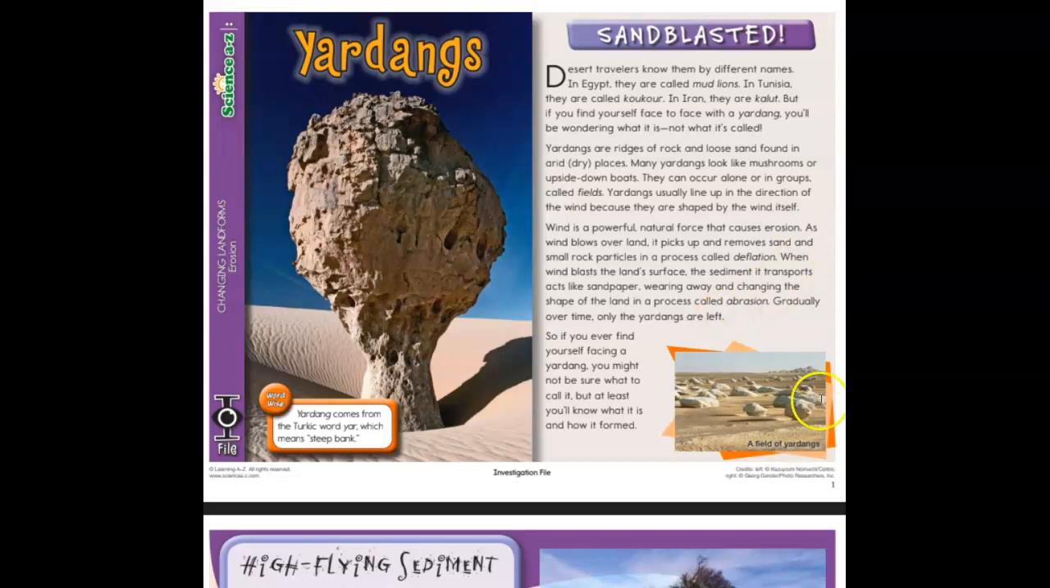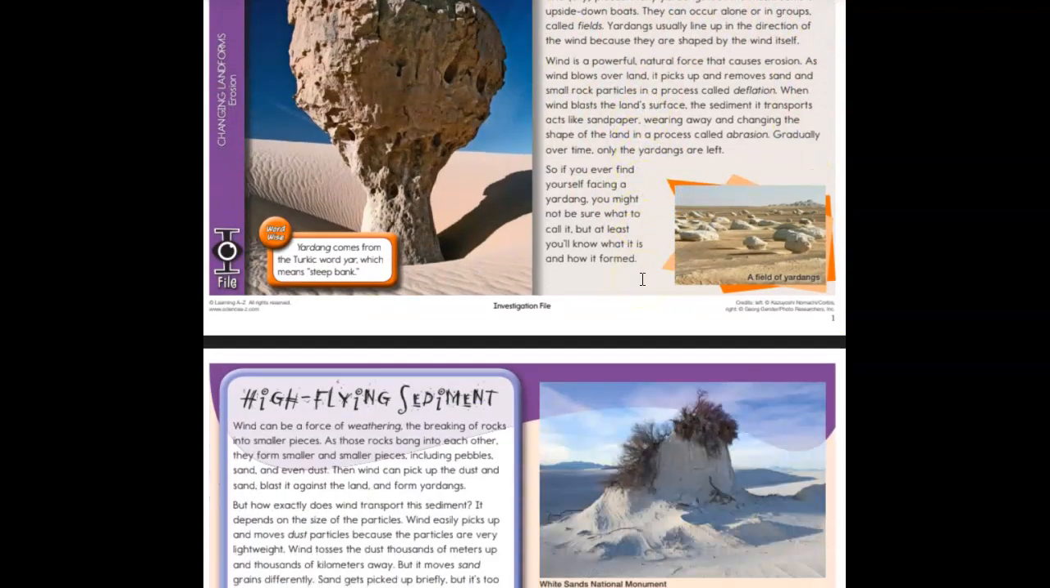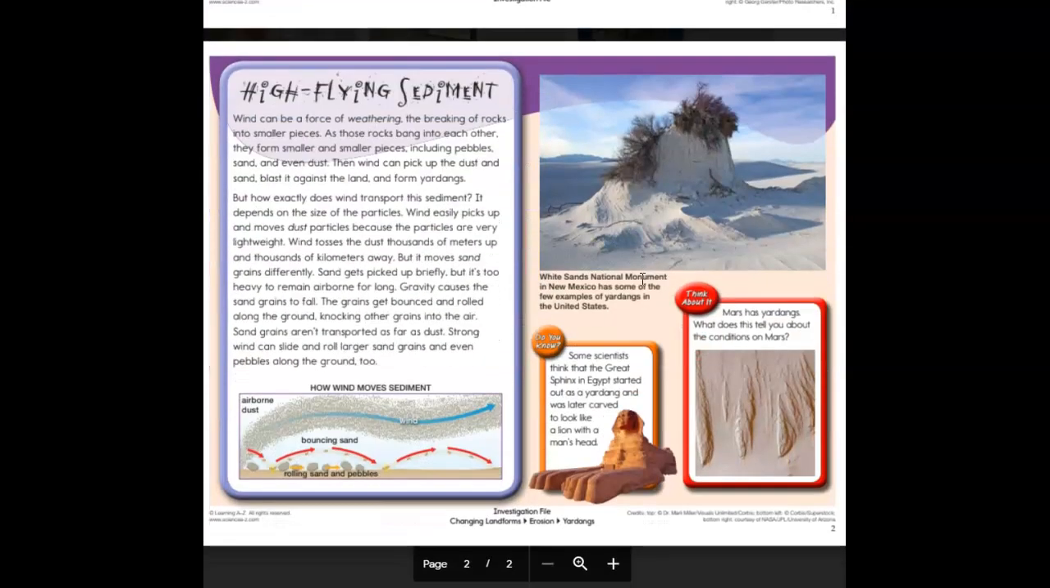So here's a field of yardangs. Yardang comes from the Turkic word yar, which means steep bank. And I guess this has pretty steep banks, right? Okay, so I think here we learned about what Earth systems are interacting, but we don't really know how it formed yet. So let's look here.